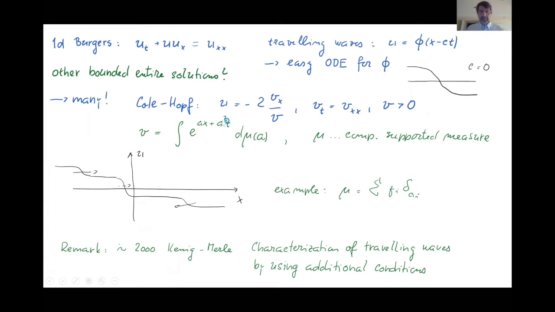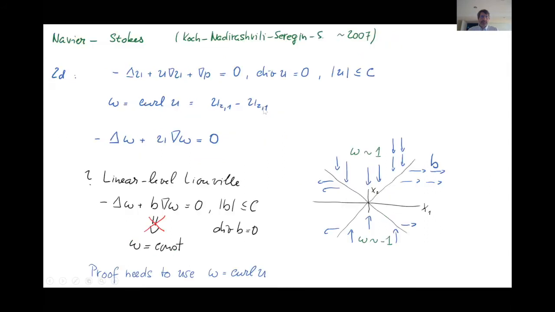So we didn't write anything on this, but later, Carlos Kenig and Frank Merle had a much deeper analysis of the problem, where they characterized traveling waves by noticing some additional properties. And so among all this big family of solutions, you can characterize the traveling waves. So for us, it was interesting to see that in this simple scenario, you have many entire solutions of this equation.